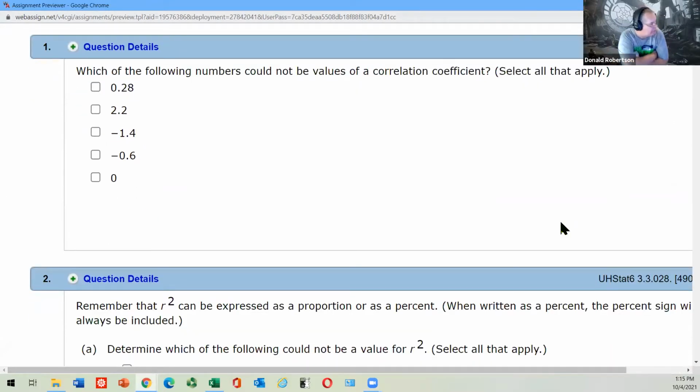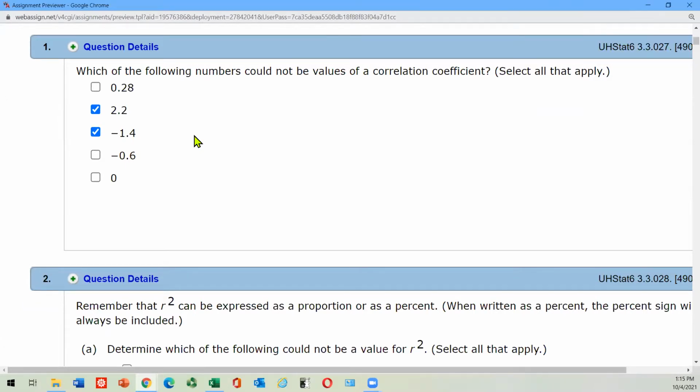Okay, here are 5 decimals. Which of the following could not be a correlation coefficient? Which of these could not be R? Just shout it out. Which ones could not be R? 2.2. Agreed? A negative 1.4. Agreed. Because they're bigger than 1 or less than -1. Right.